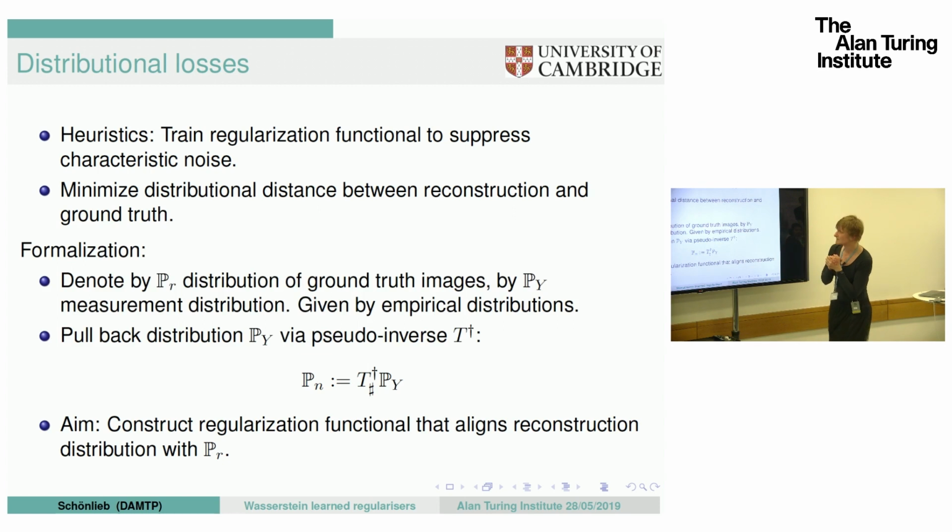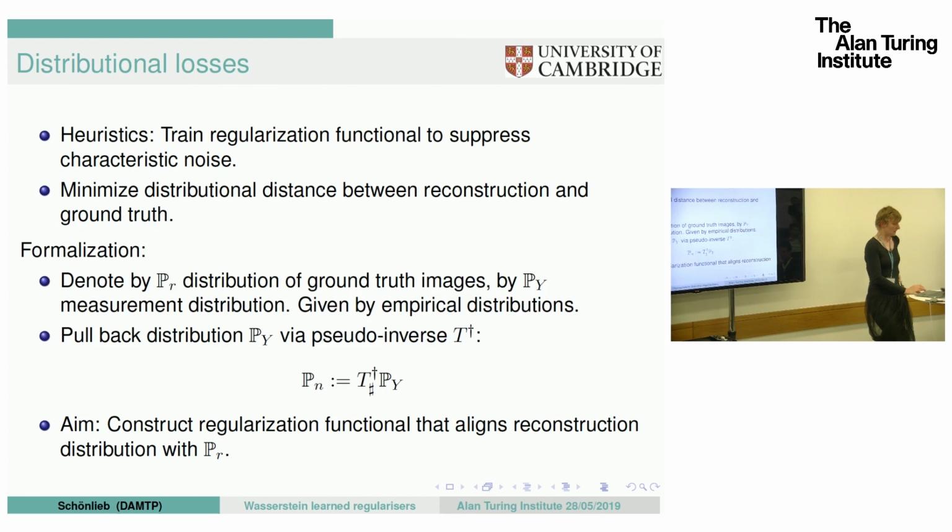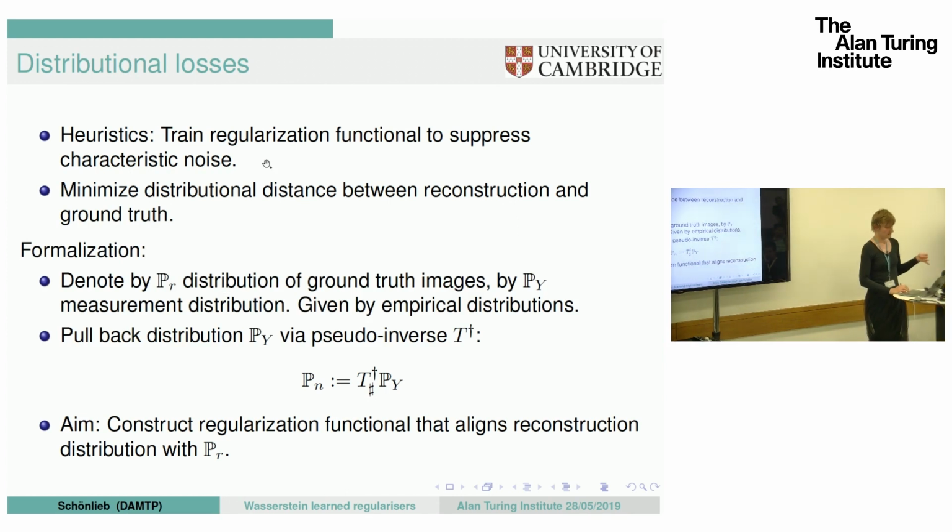And how do we want to do this? We want to do this by not training the regularizer explicitly on individual pairs of ground truth and given measurements, but by training it in a distributional way. And this is where the Wasserstein distance, by the way, comes in, okay? This is roughly the idea. So the heuristics are, what I want the regularizer to do is to not like the artifacts that I want to get rid of in my reconstruction.